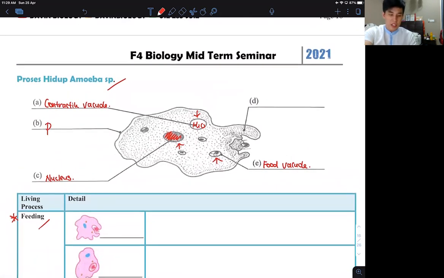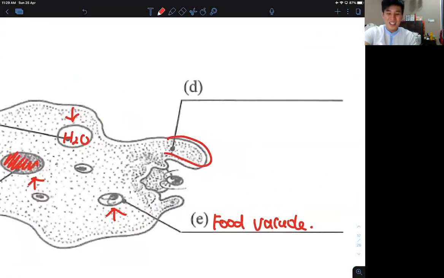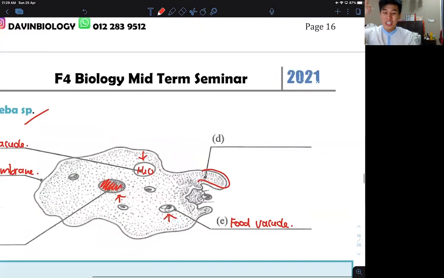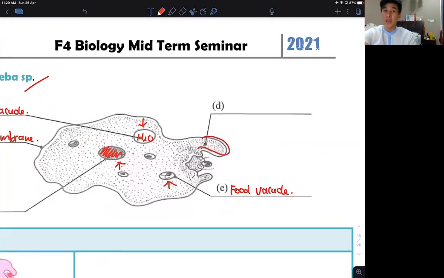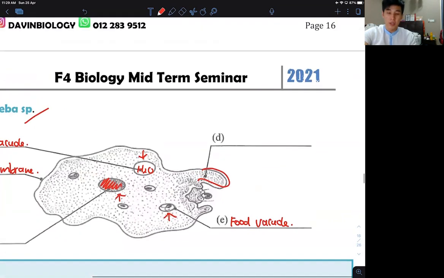Then B and D. B is nothing much, just the plasma membrane. And D is its hand. For unicellular organisms, they don't have their own hands and legs. So they use their plasma membrane and cytoplasm to form their hands, to help them eat and move, for example. These are called the pseudopodium.